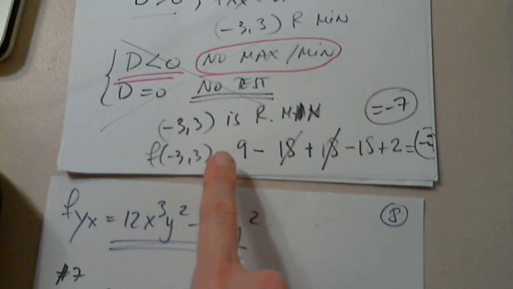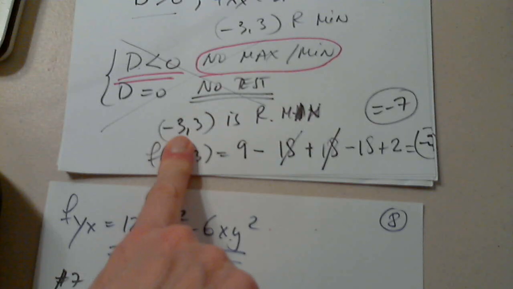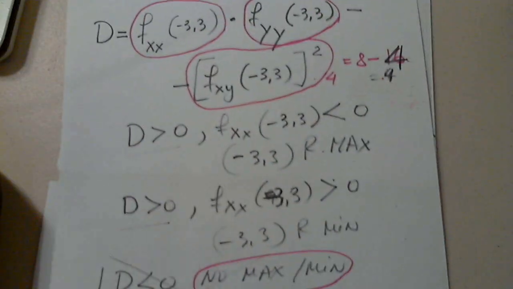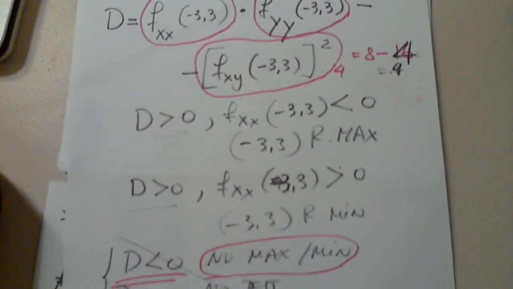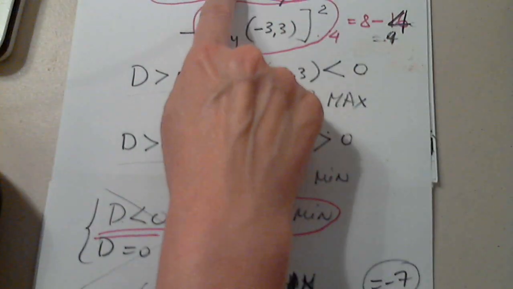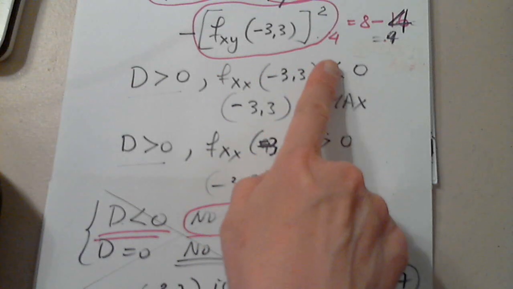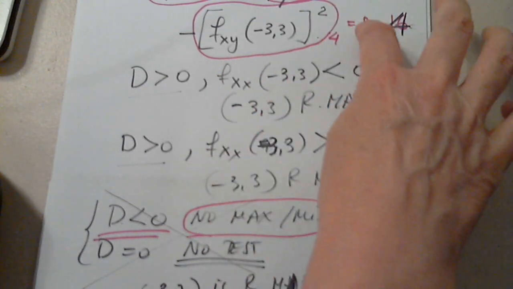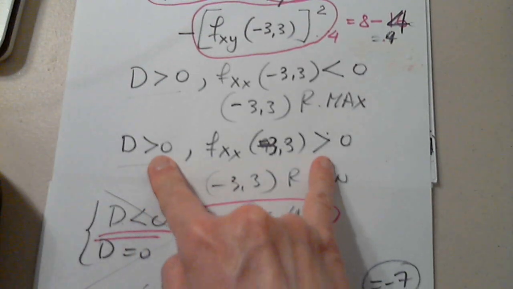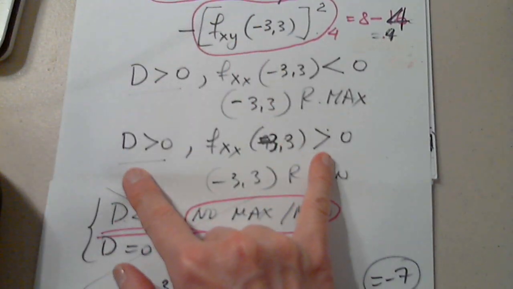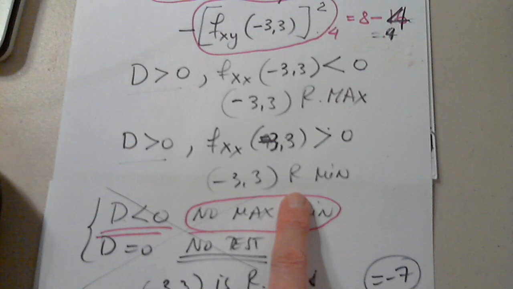So when we determine the ordered pair and we do the analysis, which is the D-test, we just determine this number. It happens that this number is 2 times 4 is 8. 8 minus 2 squared, which is 4. 8 minus 4 is 4. Because D is positive and also fxx is positive, this is a relative minimum.